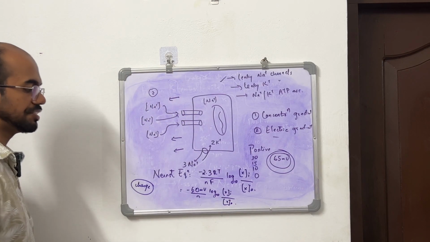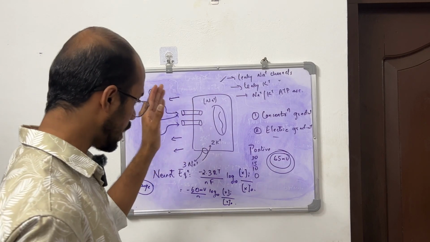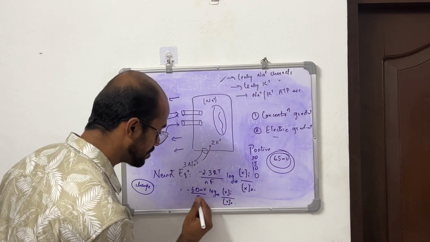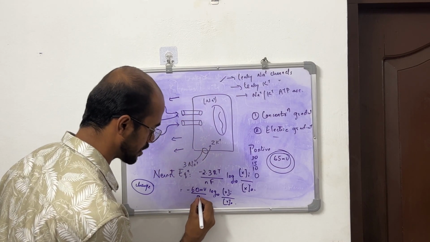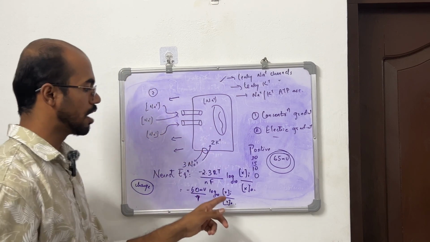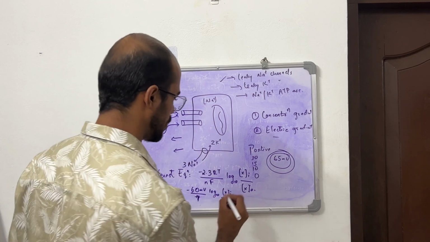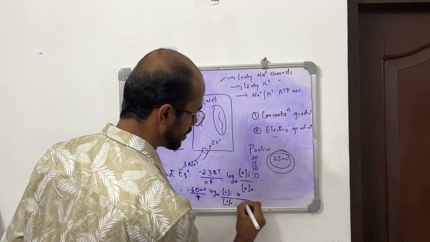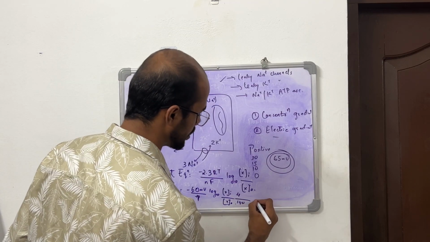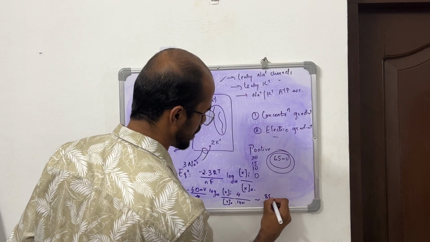Okay, and the N is charge. So in case of potassium, N becomes 1. Potassium is plus 1, right? So potassium means plus 1. Concentration inside means around 4 or something, and outside means 140. And when we calculate this, we get approximately negative 85 millivolt.